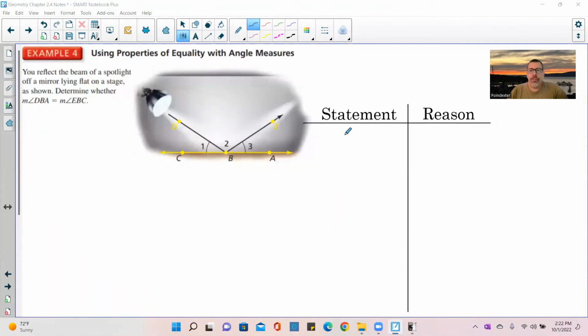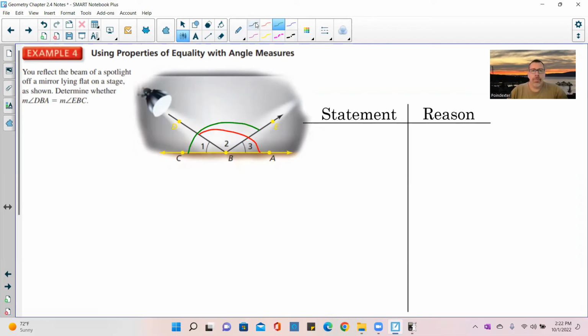Okay, example for our first two-part proof. Using properties of equality with angle measures. You reflect the beam of a spotlight off a mirror lying on a flat stage as shown, and then it reflects back up. Determine whether the measure of angle DBA, and I'll mark it here with red. Here's DBA, this whole thing here. Determine if those two angles equal the measure of angle EBC, and EBC is these two angles. So are these two angles equal to these two angles?